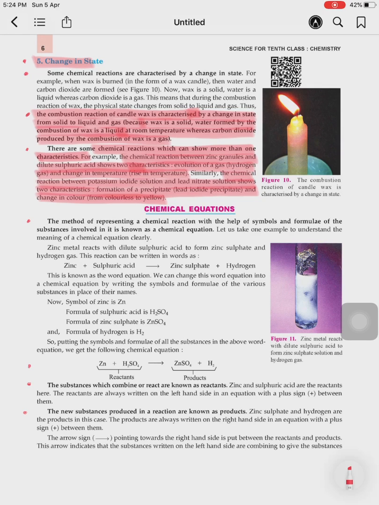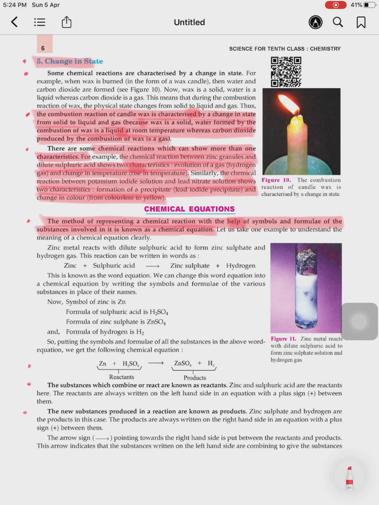Now, after knowing what basically a chemical reaction is, or how you can judge whether a particular reaction is a chemical reaction, we come to a new topic, that is chemical equations. What are chemical equations? The method of representing a chemical reaction with the help of symbols and formulas of substances involved in it is called a chemical equation. So a chemical reaction that is taking place, you can express it with the help of formulas in a particular equation.